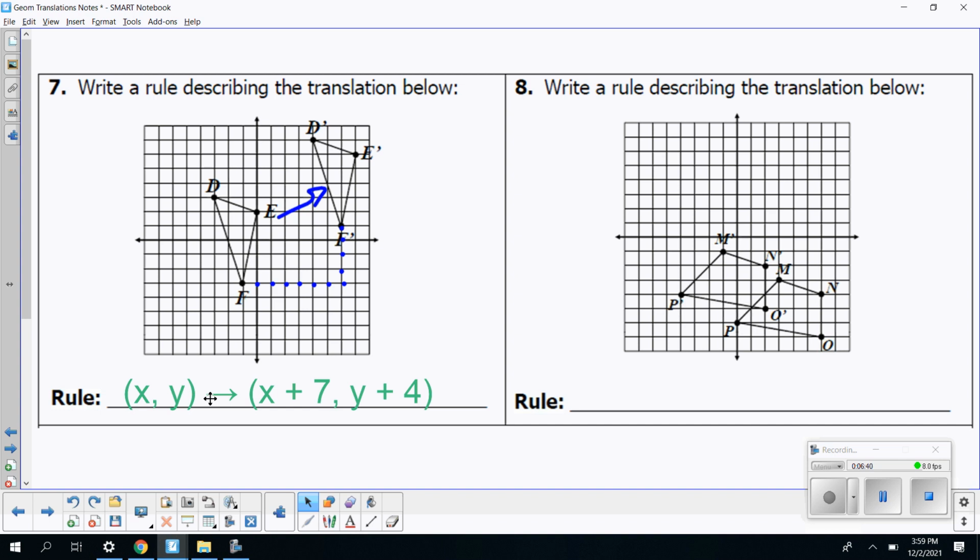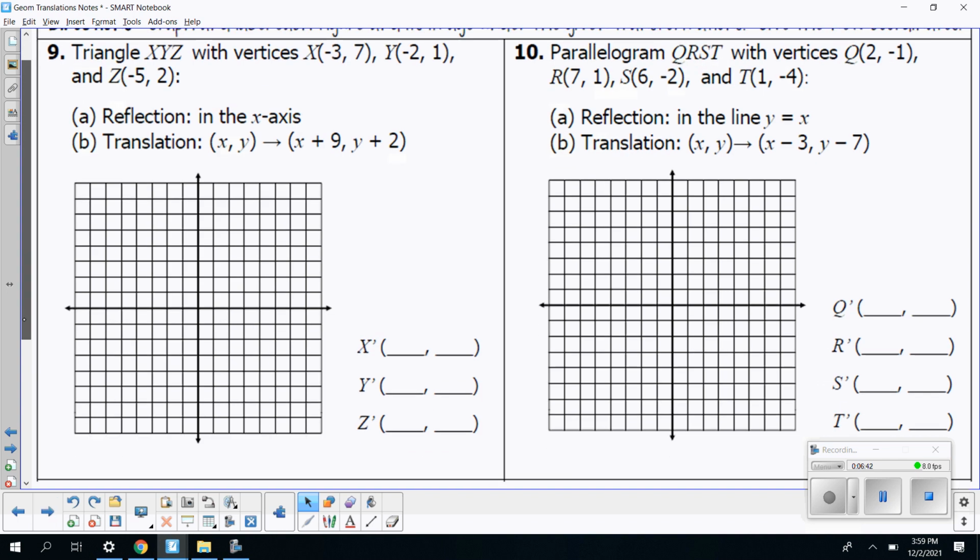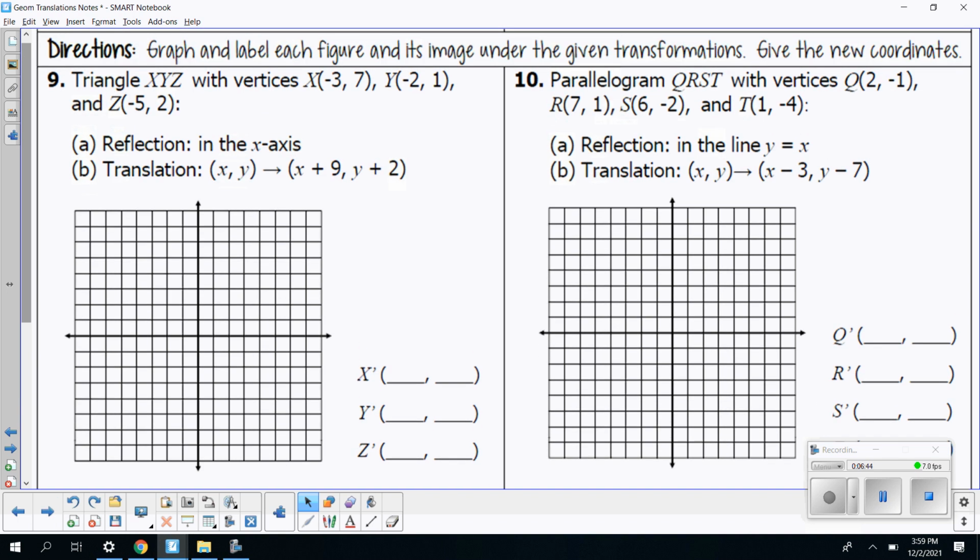All right, now let's take a look at number 10. We're going to do 2 transformations. We're going to do a reflection, and then we're going to do a translation. So take a minute and go ahead and graph the original parallelogram, QRST, on your graph, and then we'll come back and do the reflection and the translation.